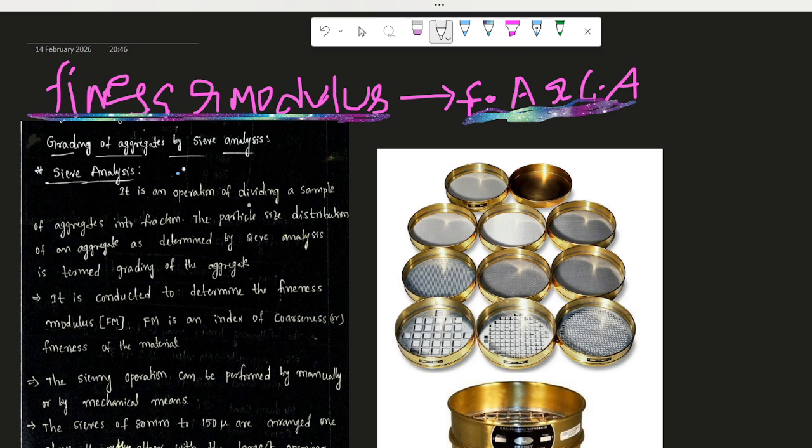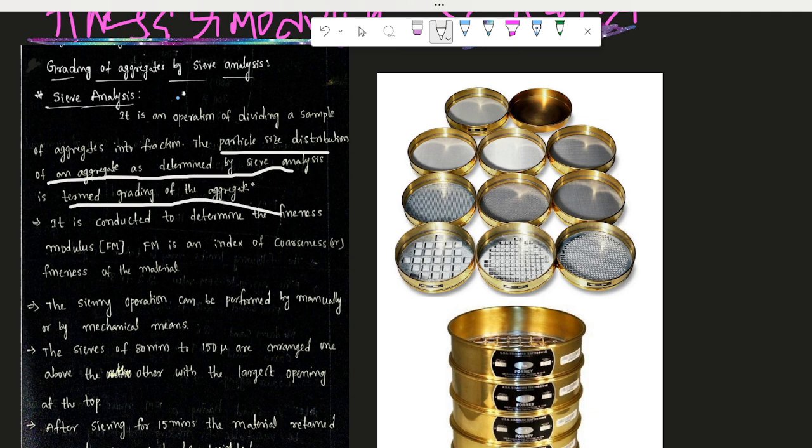Sieve analysis is an operation of dividing a sample of aggregate into fractions. The particle size distribution of aggregate determined by sieve analysis is termed the grading of aggregate. That means sieve analysis is used to determine the particle size of coarse or fine aggregate. It is conducted to determine the fineness modulus of coarse aggregate and fine aggregate materials.